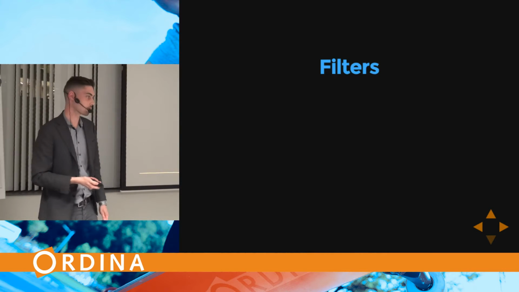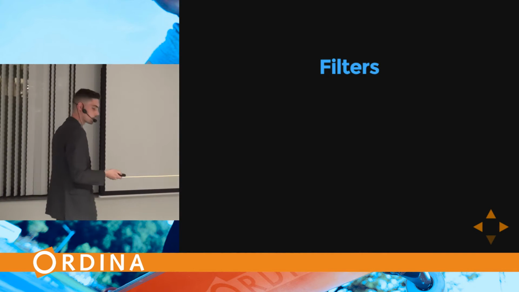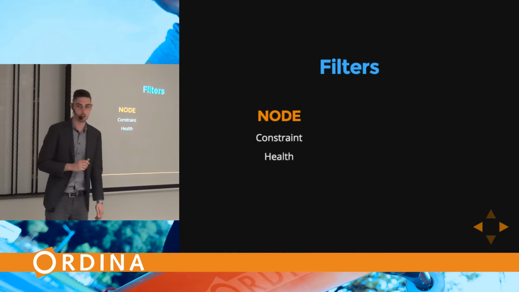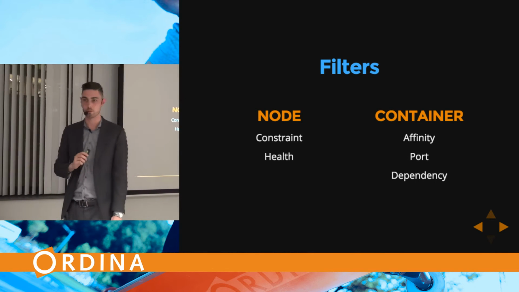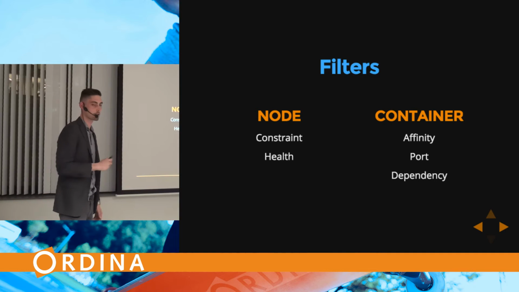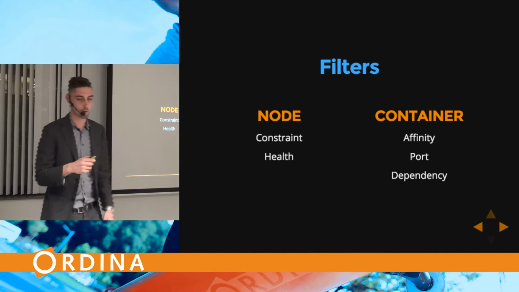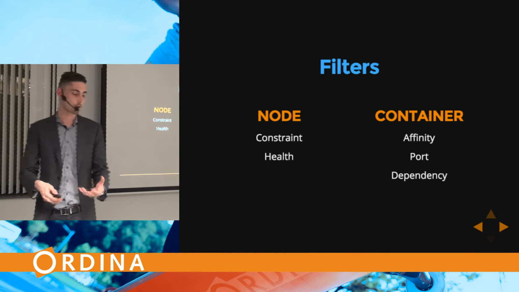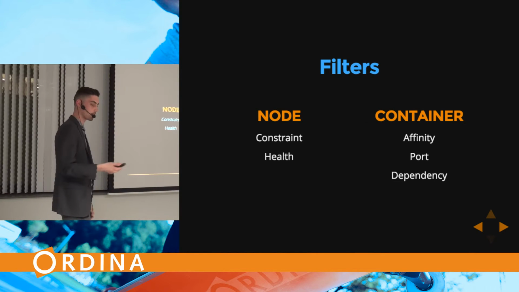So next to normal constraints, you can also set filters. You have two types, node and container filters. So when you run a container, you can say, okay, the first one I showed, constraint. So I want, for example, a host with SSD or whatever. I want a healthy one.